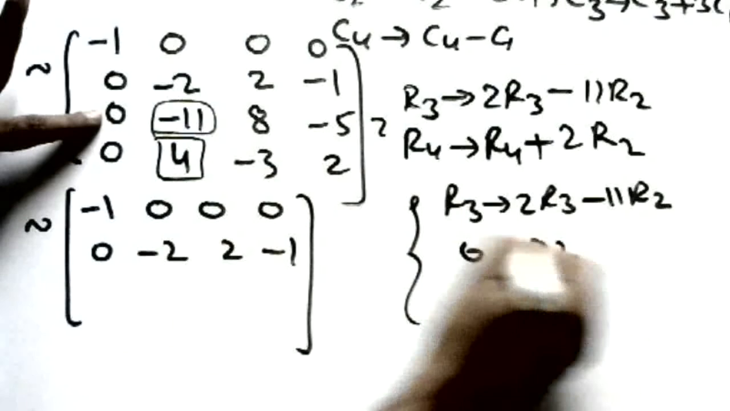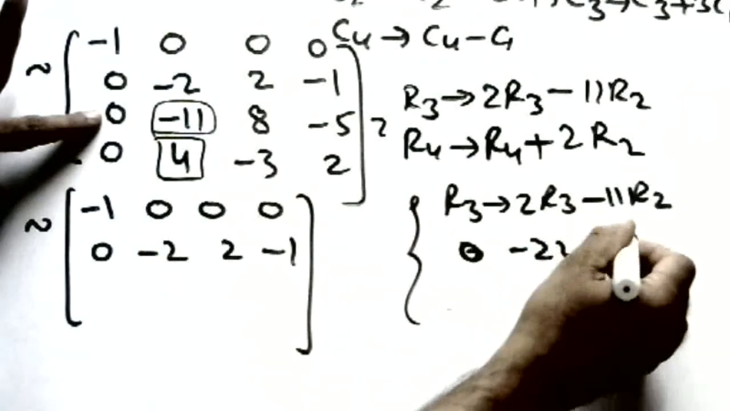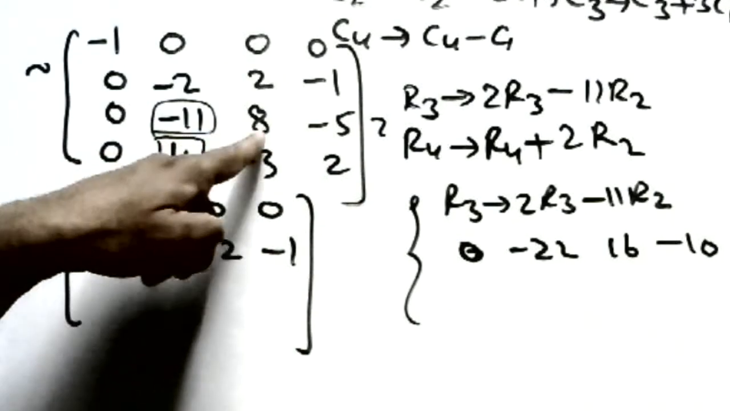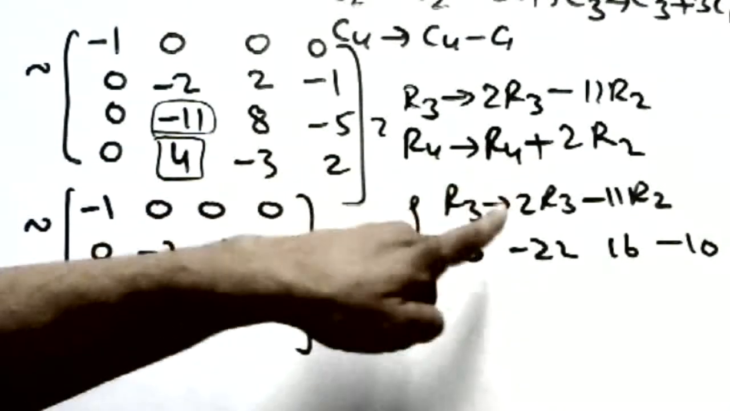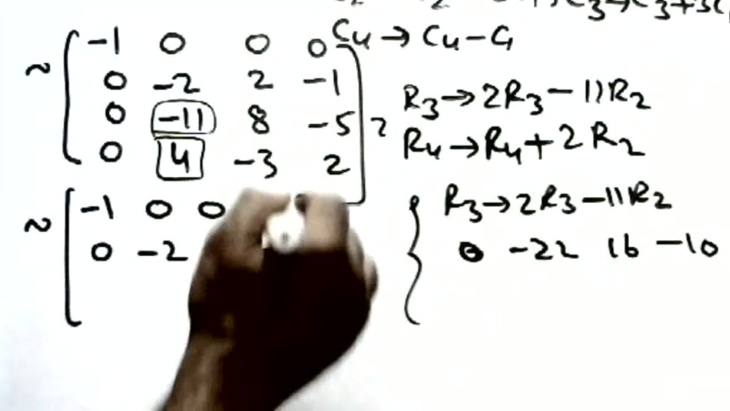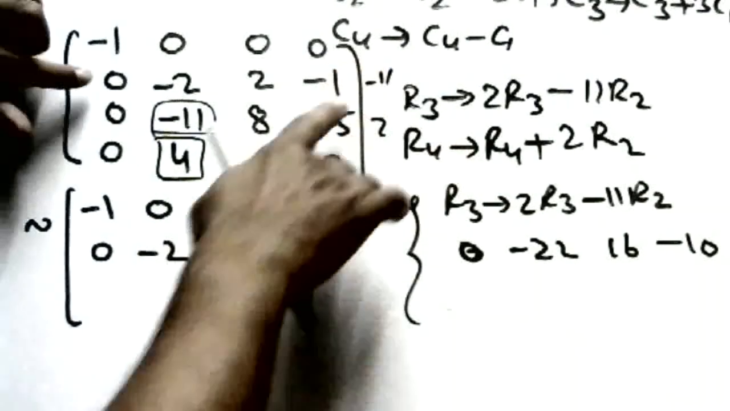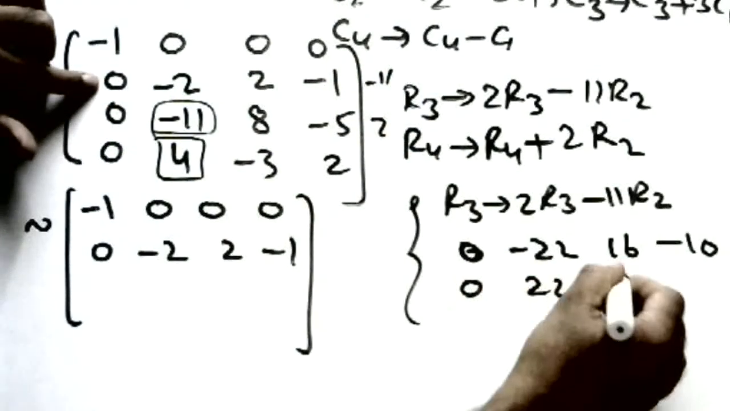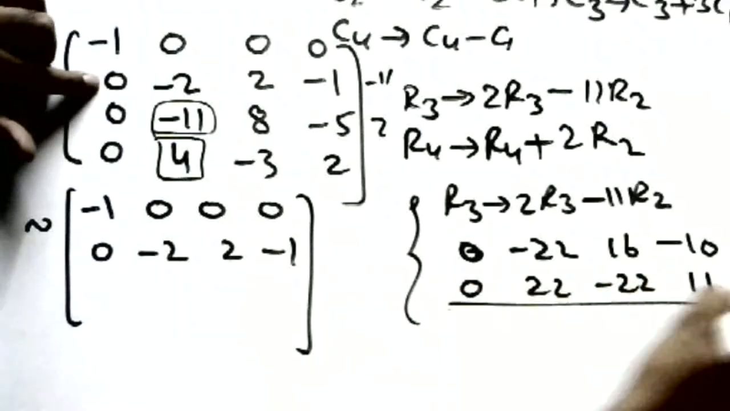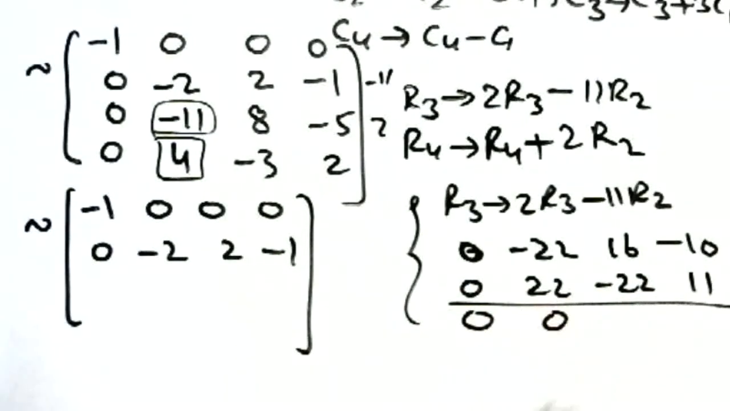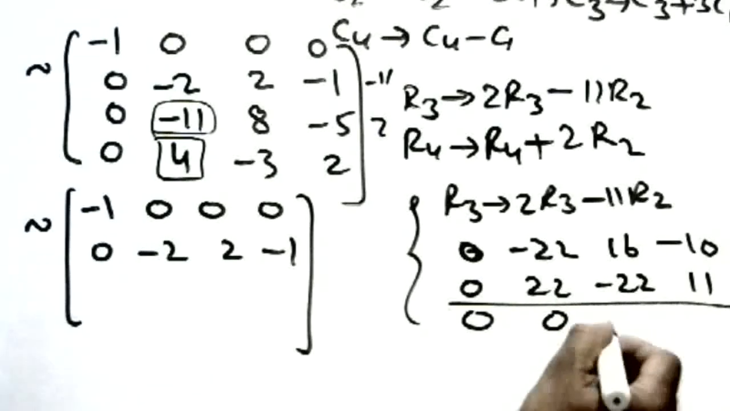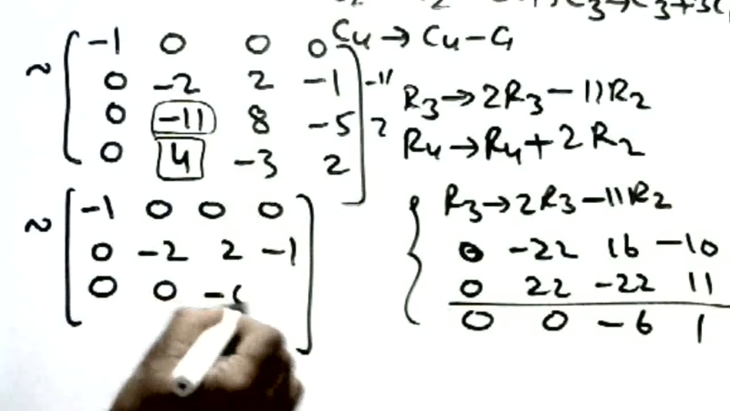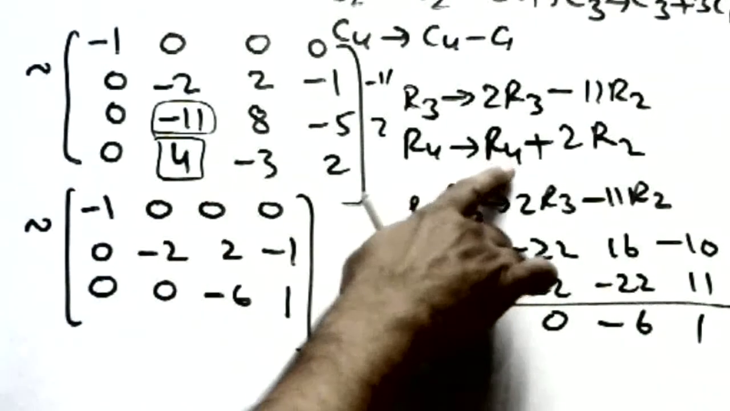2 zeros are 0. 2 into minus 11, minus 22. 2 into 8, 16. 2 5s are 10. So 2R3: 2 into 0, 2 into minus 11, minus 22, 16, minus 10. Now 2R3 minus 11R2. So multiply R2 with minus 11: minus 11 into 0, 0. Minus into minus plus, 11 2s are 22. Minus 2 plus minus 22, minus minus plus 11. So add this one, 0, 0. What will be 16 minus 22 will be minus 6, 1. So we are left with 0, 0, minus 6, 1.